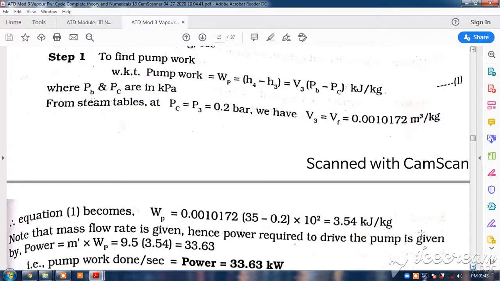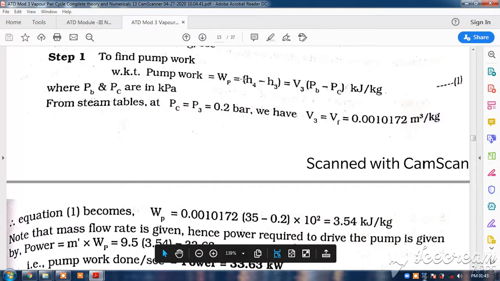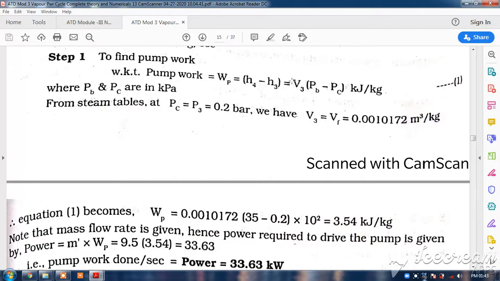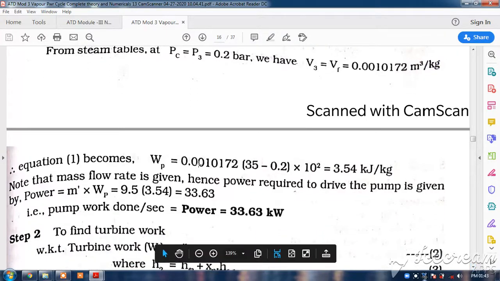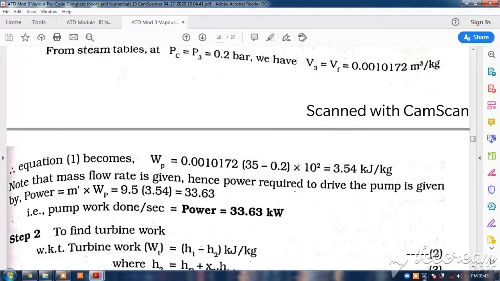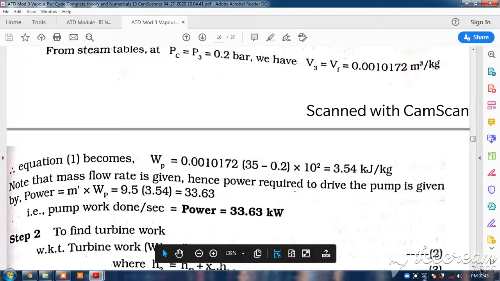Now to find out pump work is equal to H4 minus H3. Now we don't know this, so there is a formula, that is specific volume multiplied by boiler pressure minus condenser pressure, where these two are in kilopascal. From steam table, at PC equal to 0.2 bar, you find out VF, volume of fluid, is 0.001 meter cube per kg. Okay. Now substituting the value in the equation, pump work is equal to 0.001 into bracket 35 minus 0.2, in bar, so multiply by 100, is equal to 3.14 kilojoules per kg.